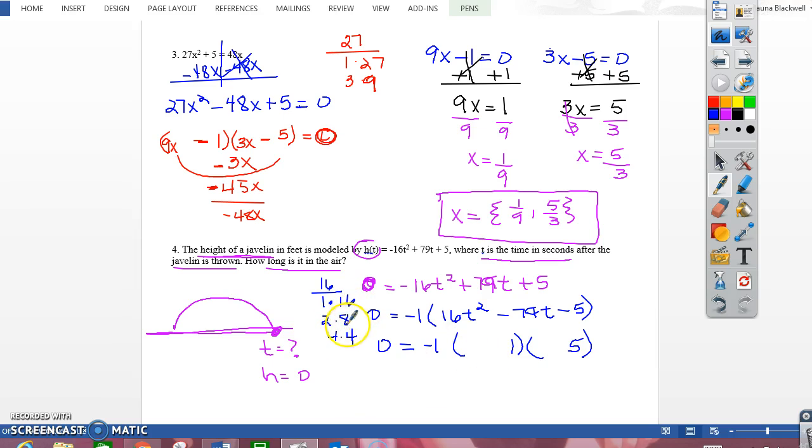So if I'm going to make 79, I have to look at my possibilities. Okay? So if I look at these down here, this would give me 20 and 4. That's not going to work. 8 times 5 would give me 40 and 2. That's not going to work. So I'm going to have to do 16 and 1.